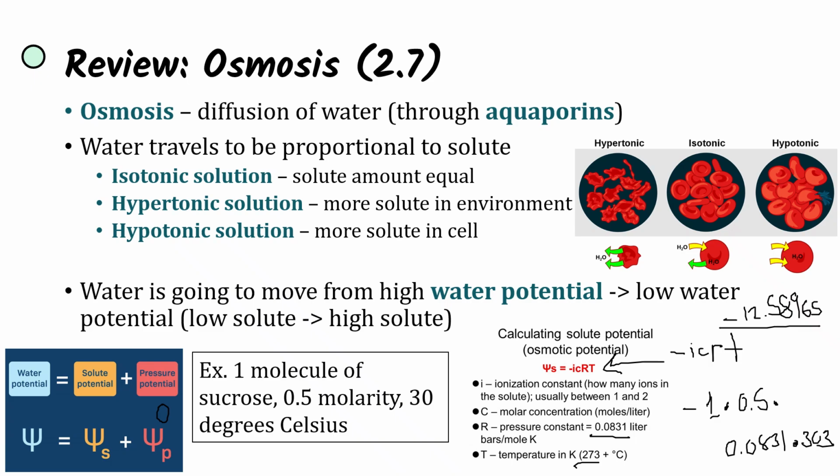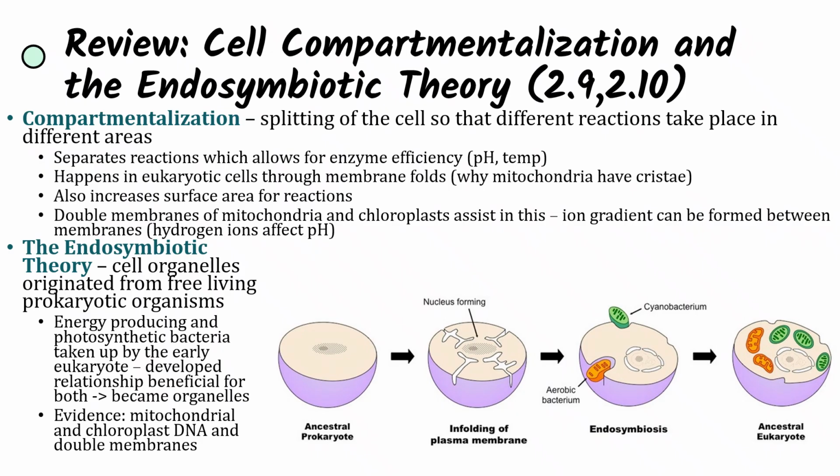Lastly, we need to talk about cell compartmentalization and the endosymbiotic theory. So, compartmentalization is the splitting of the cell so that different reactions take place in different areas. Benefits of this are, A, it's going to separate reactions, which allows for enzyme efficiency.